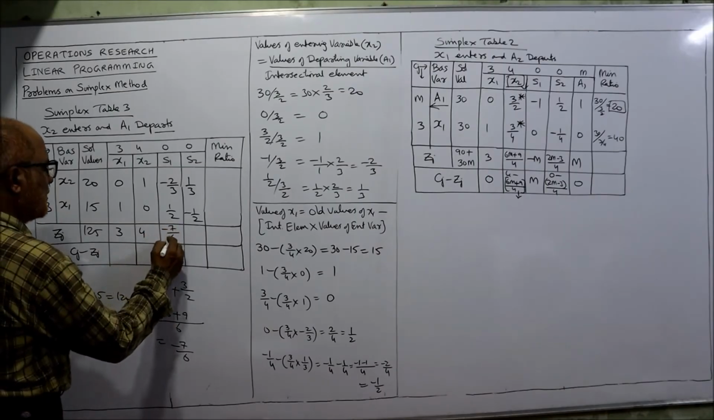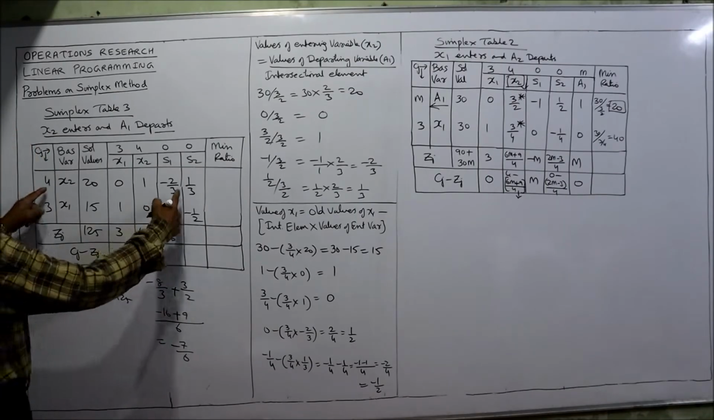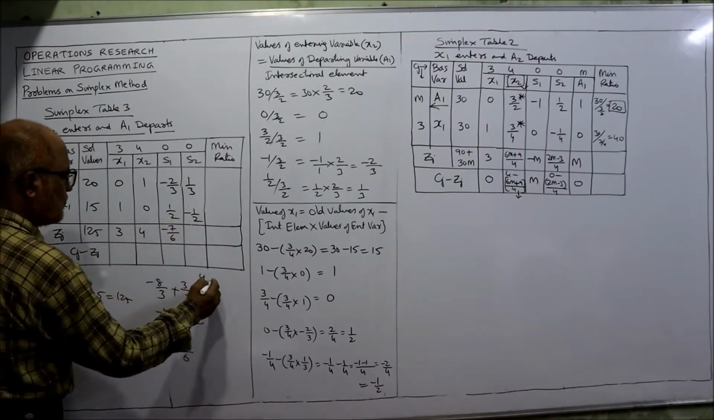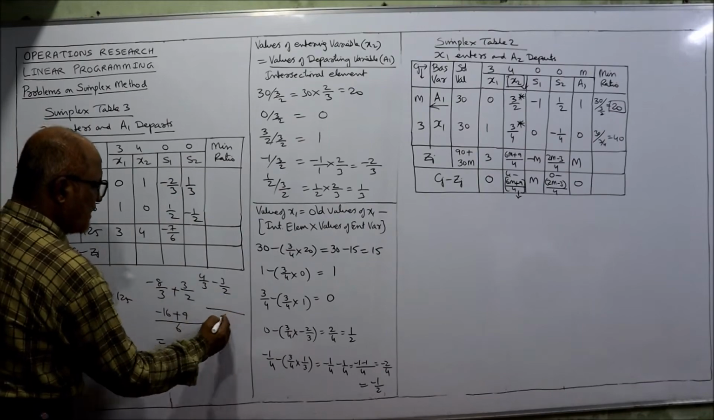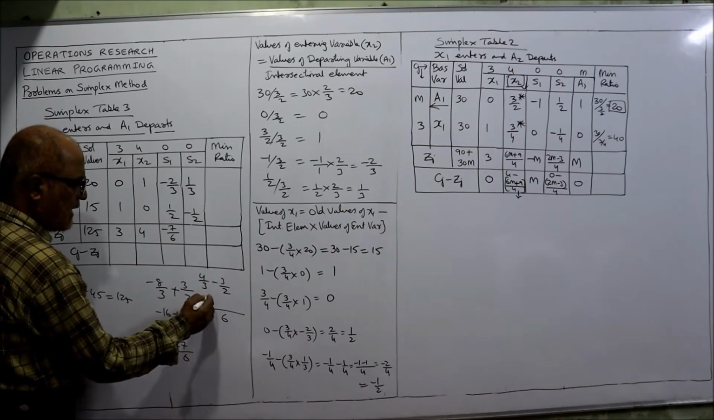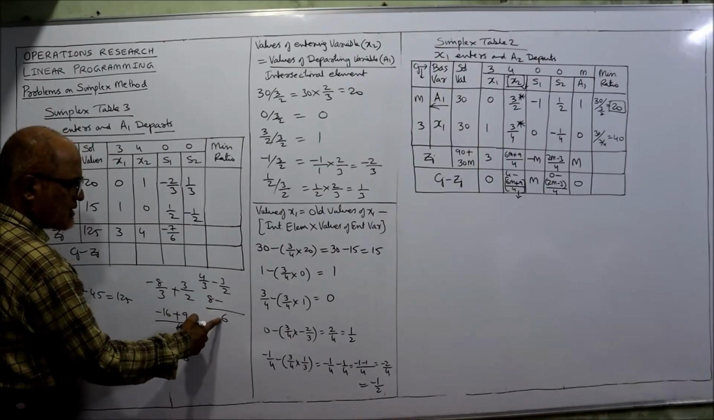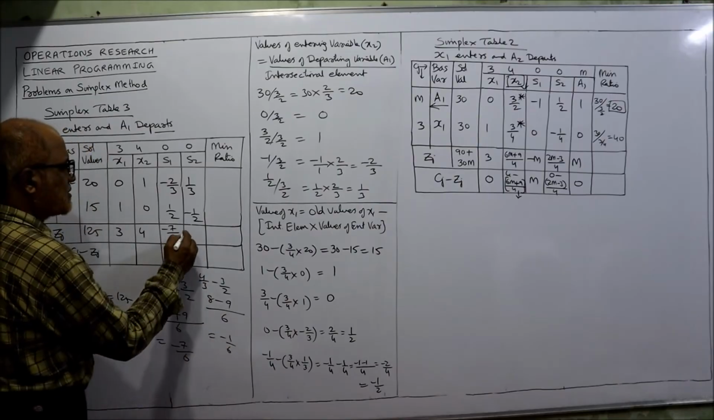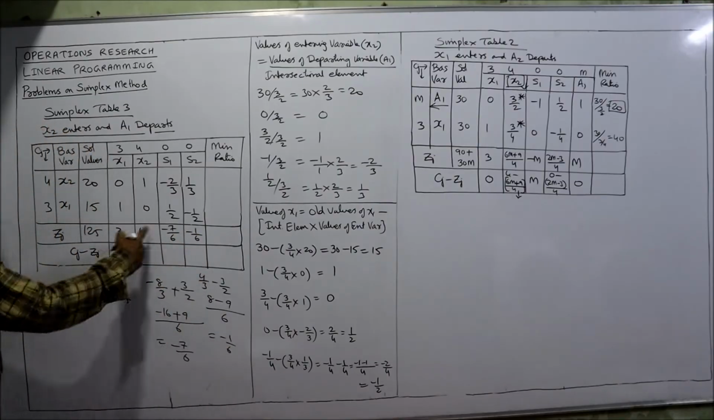Minus 7 by 6. Here it is 4 by 3 and minus 3 by 2. LCM is 6. 3 how many times cuts 6? 2 times. 2 4s are 8. 2 how many times cuts 6? 3 times. 3 3s are 9. That is equal to minus 1 by 6. These are the ZJ values.